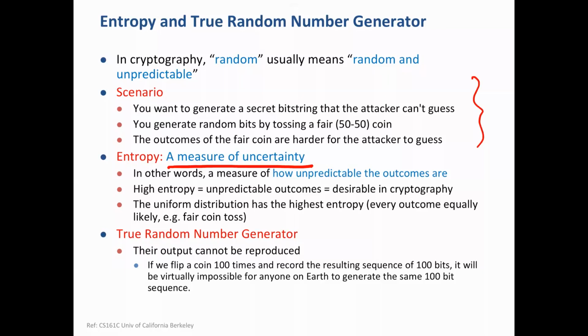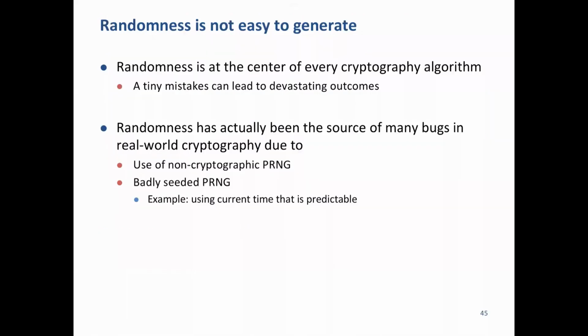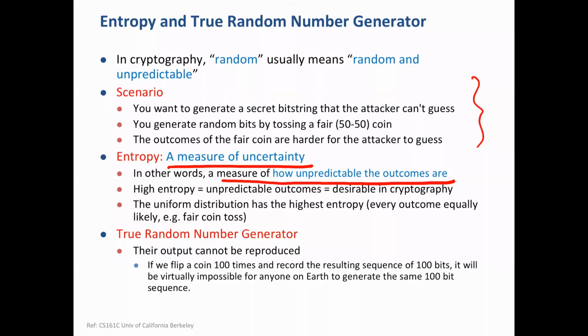Entropy is a measure of uncertainty. Basically it is a measure of how unpredictable the outcome becomes. The higher the entropy, the more unpredictable the outcomes are. So we need high entropy sources in cryptography. Then we have to have a true random number generator, which of course the best is flipping a coin 100 times, but that is not possible.